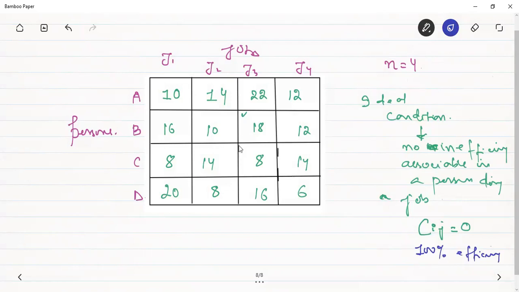If we are talking about the first row, there is a person A who is able to do job number 1, 2, 3 and 4. We would have wanted such an entry in this first row whose Cij would have been equal to 0, because it means that its efficiency is 100%, or the inefficiency is 0. Inefficiency for person A for performing any job should have been 0.